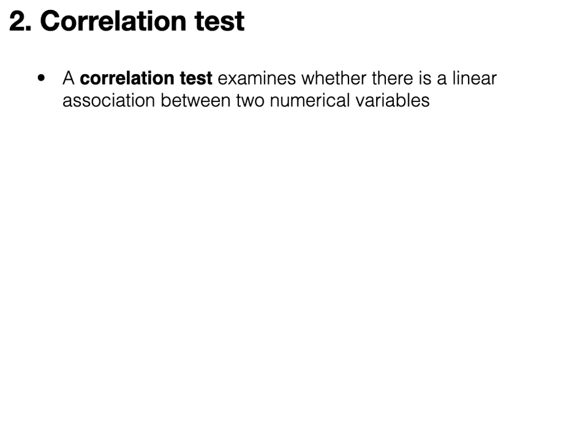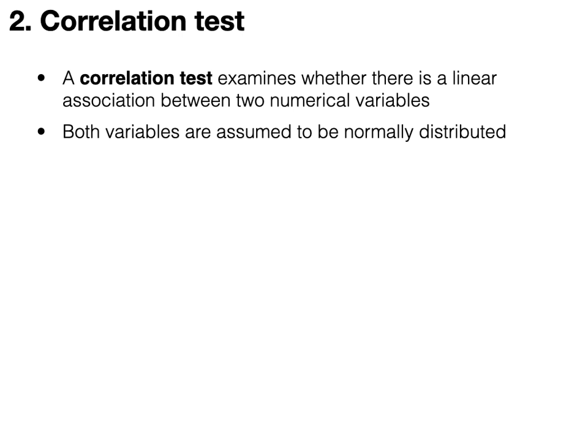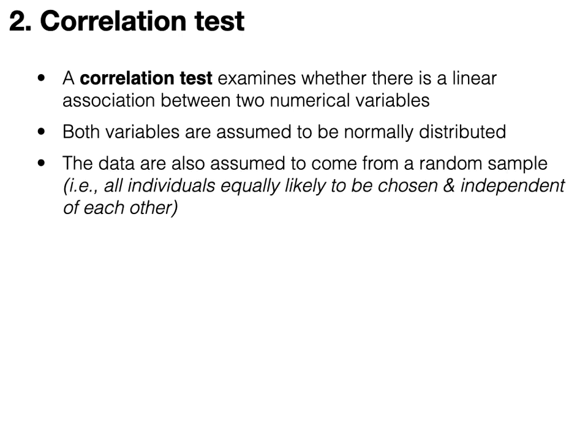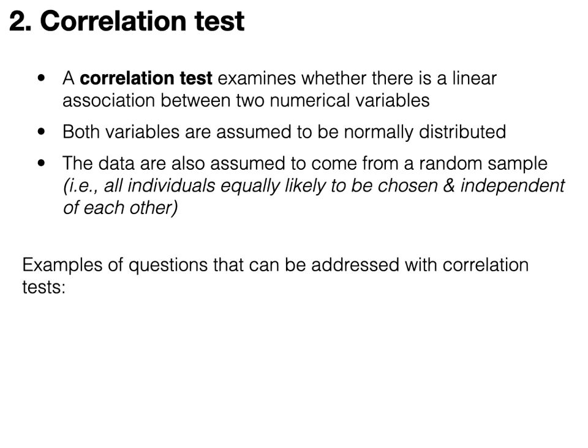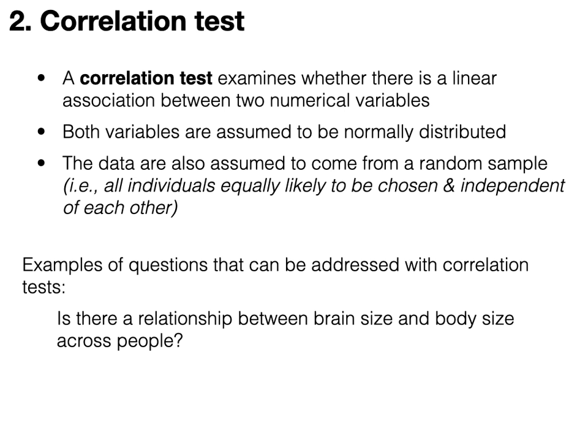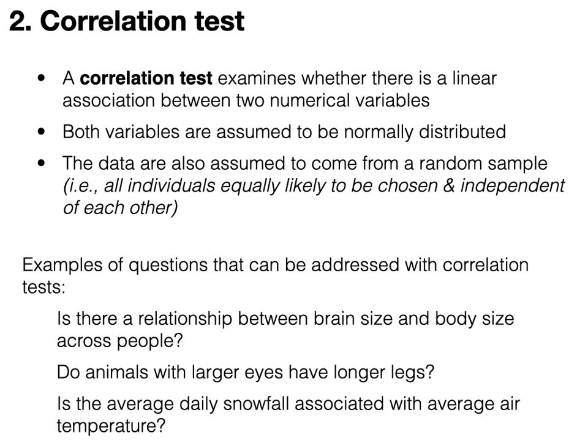Okay, so now we're getting into this other type of test, a correlation test. So this is for looking at whether there's an association between these two numerical variables. We've got some assumptions. The variables are assumed to be normally distributed. The data, as always, are assumed to come from a random sample. And here are some examples of questions. Is there a relationship between brain size and body size across humans? Do animals with larger eyes have longer legs? Is the average daily snowfall associated with the average daily air temperature?